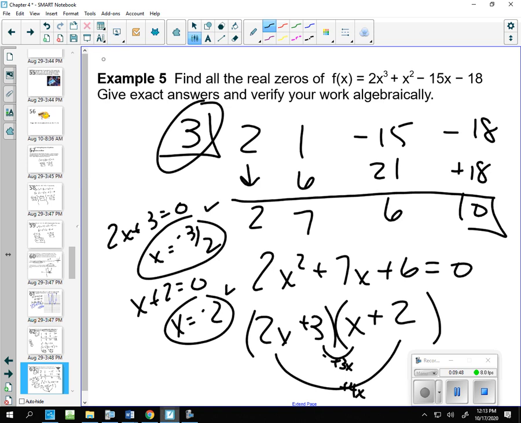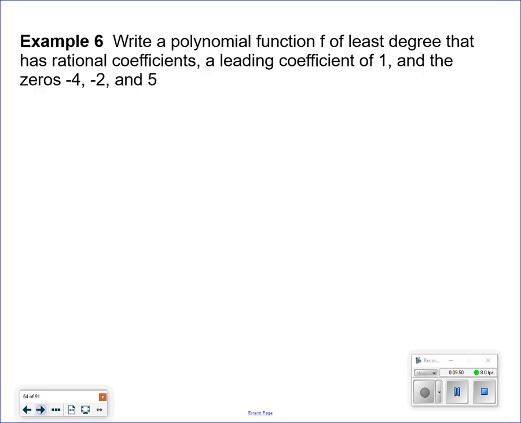Last one. Instead of getting the factors and finding the solutions, I'm going to give you the solutions and I want to know the question. So this is the difference between a regular Algebra 2 and an honors Algebra 2: I'm going to give you the answers. So x equals -4, x equals -2, and x equals +5.